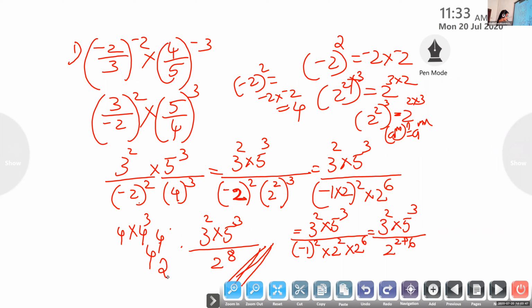Again, 4 is 2 square, the whole raised to 4, 2 raised to 8. In any way, you will get the same answer. You can use any of the laws. No problem. Either in the beginning, you can convert negative 2 into 4, or in the last. Anyway, you will get the same answer.